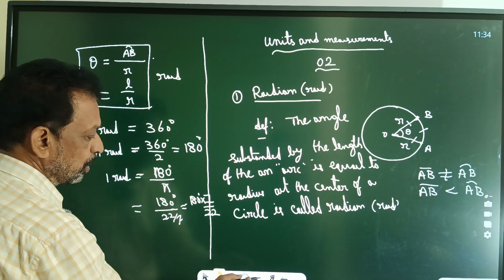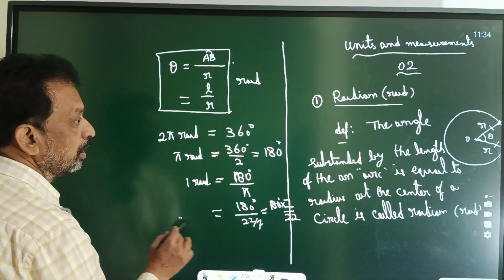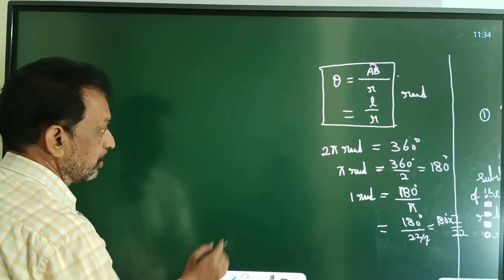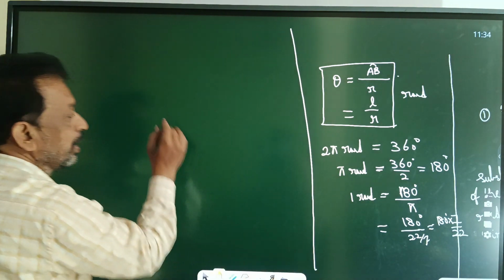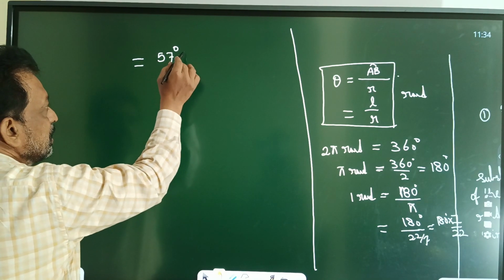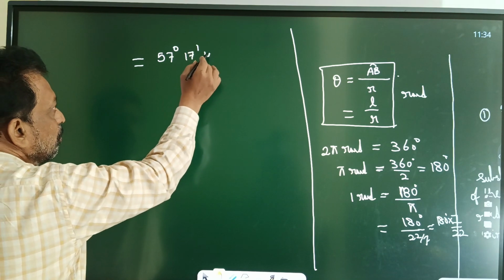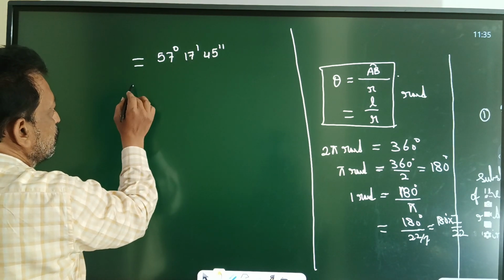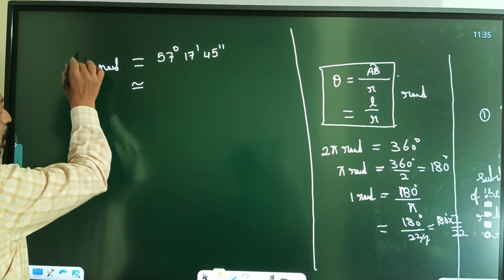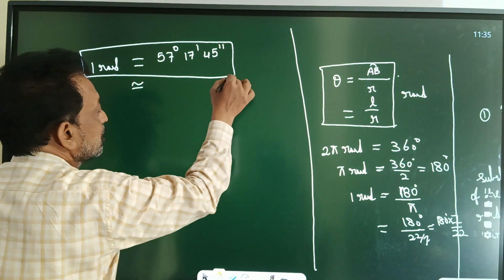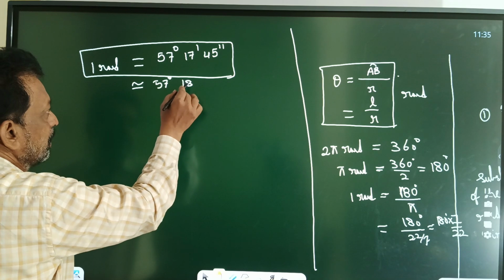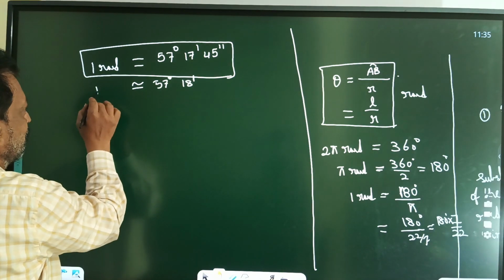Okay. Now we are going to simplify the value. We get approximately 57 degrees 17 minutes 45 seconds. So this is called 1 rad. Put it in a box. Now it is approximately 57 degrees 18 minutes. Okay, 1 rad is equal to that.